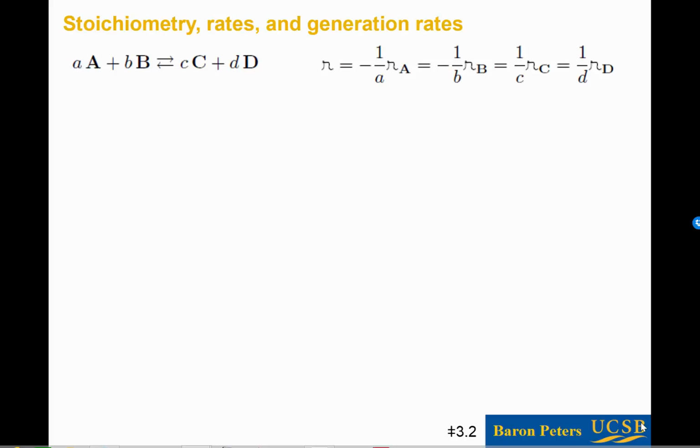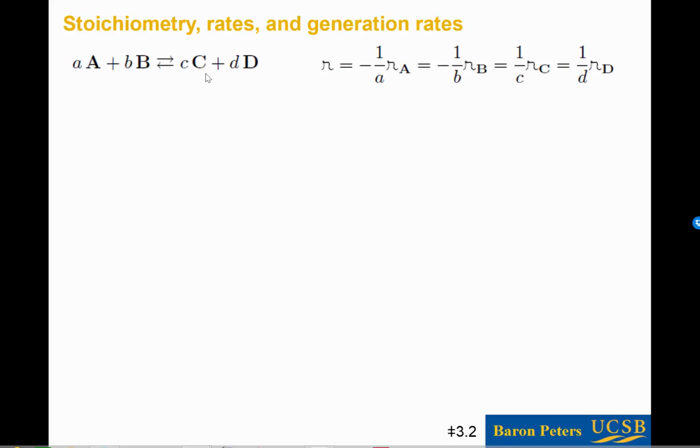So this is a very typical stoichiometric equation. You see here generic compounds A, B, C, and D. And these lowercase letters indicate their stoichiometric coefficients. These are the numbers of A molecules being consumed and the numbers of C molecules and D molecules being generated in this process.